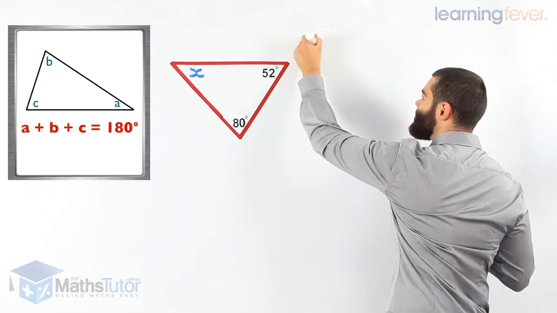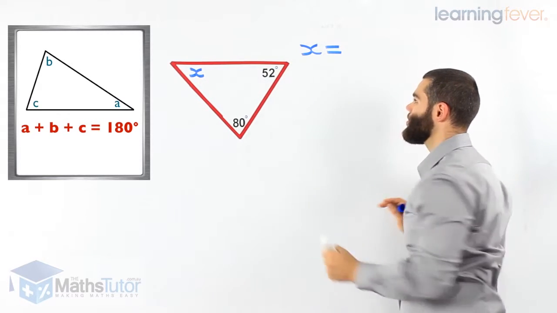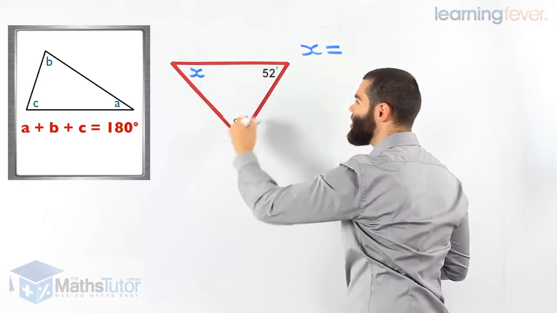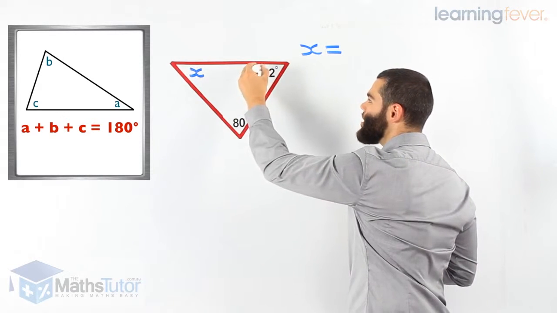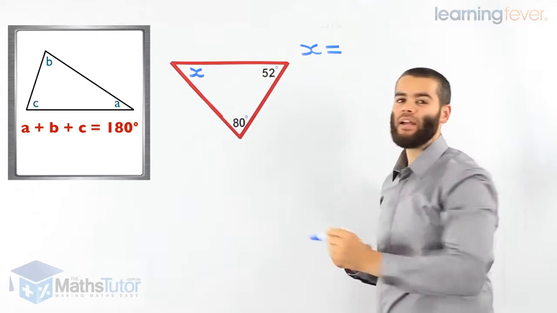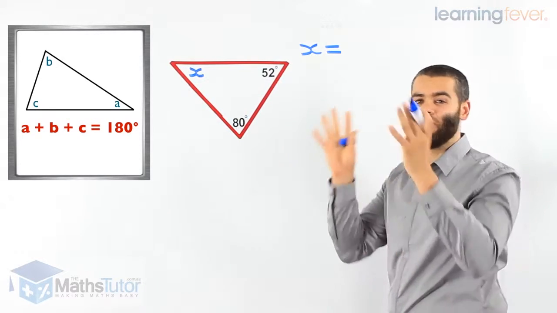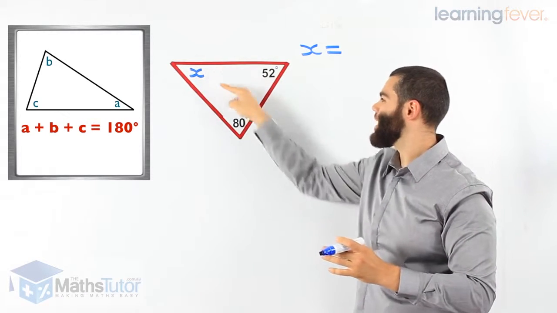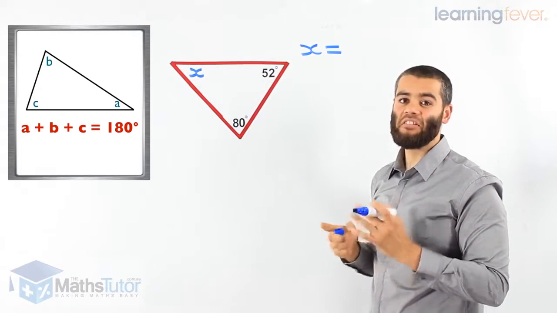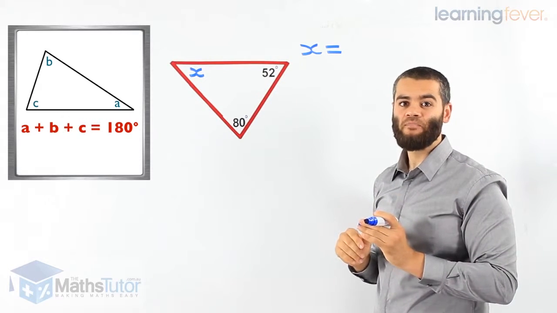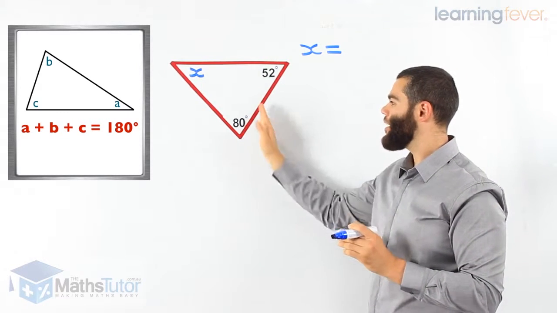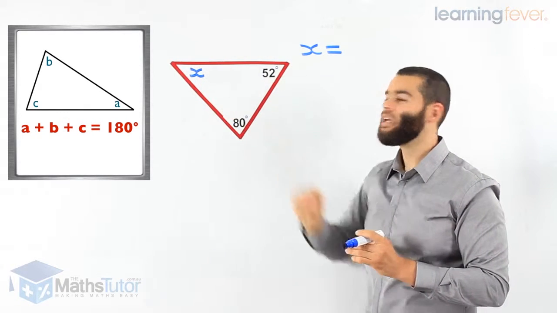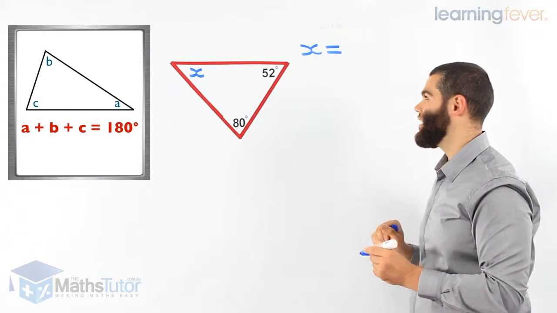X equals. What does X equal? It equals 180 degrees, which is the total, take away the 52 and take away the 80 degrees. 180 is that and that and that. All three angles add up to 180 degrees. That is the total. So 180, take away 52, take away 80 degrees, we're going to be left with this angle here. Let's do that and work out X.